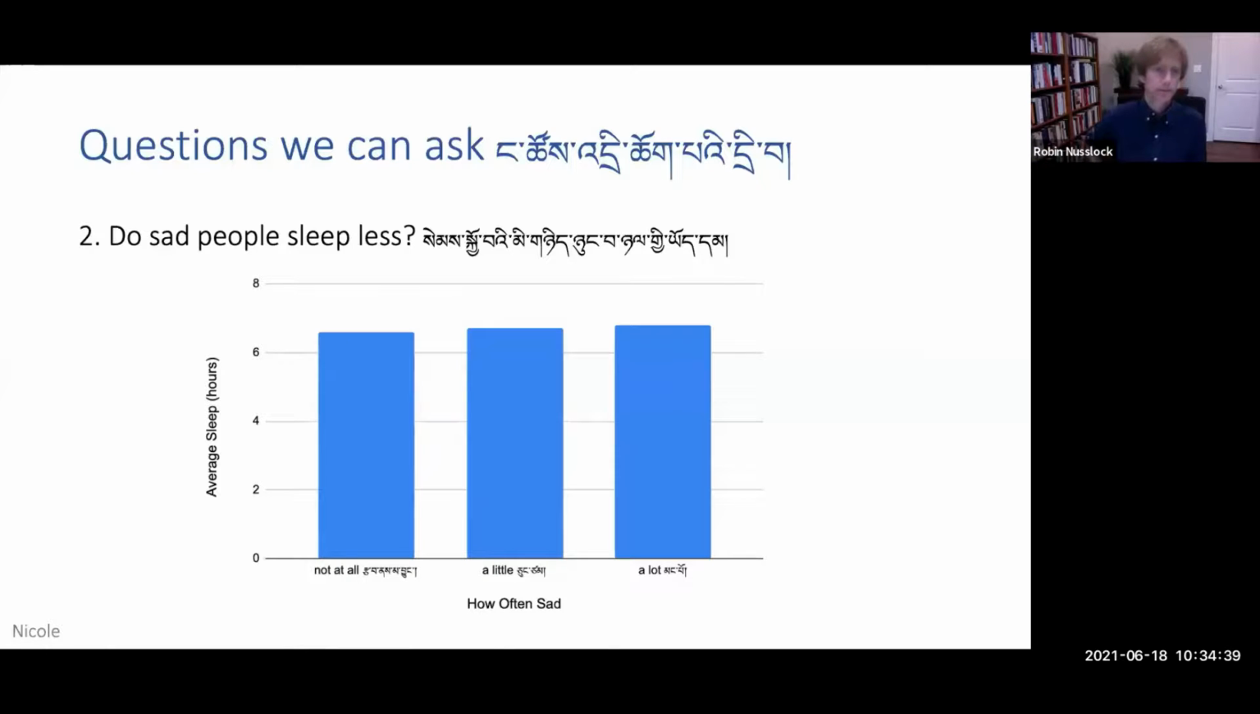That being said, surveys are an incredibly helpful tool. That these data might actually be quite accurate. It may be that there really is no link between the emotion of sadness as we understand it and how much sleep we get.